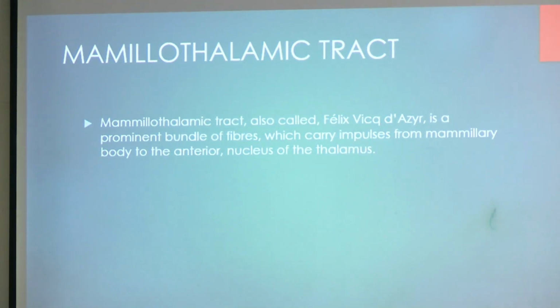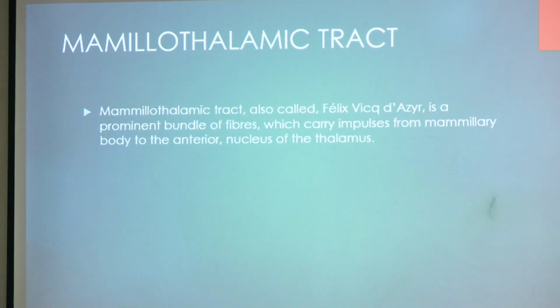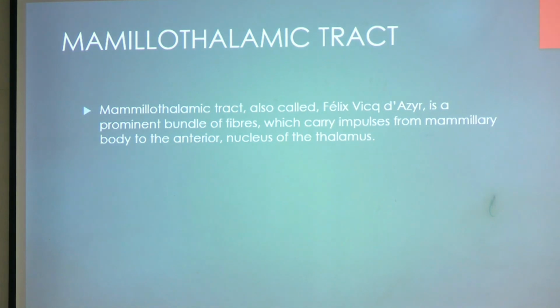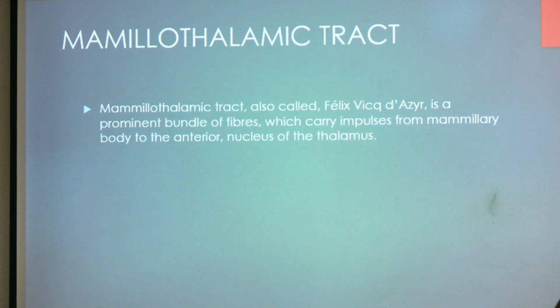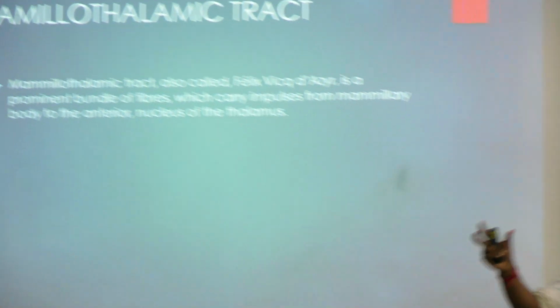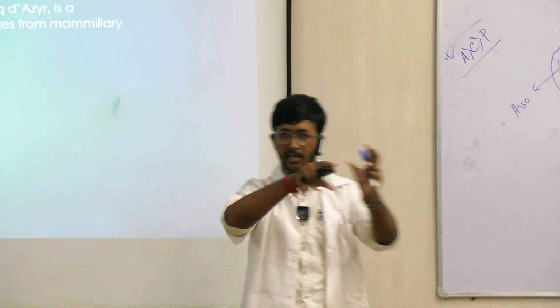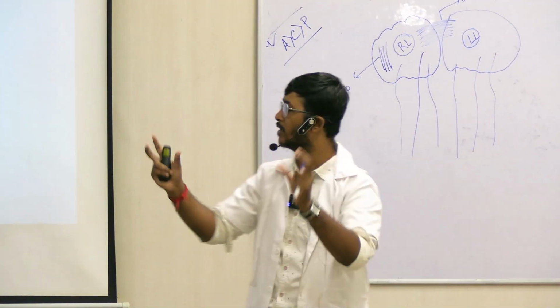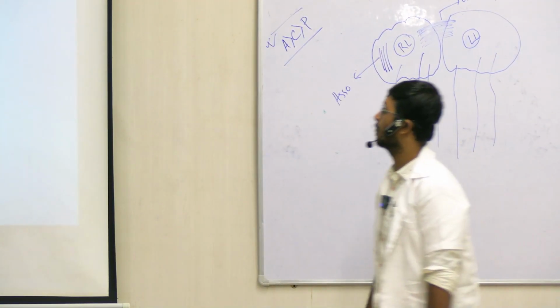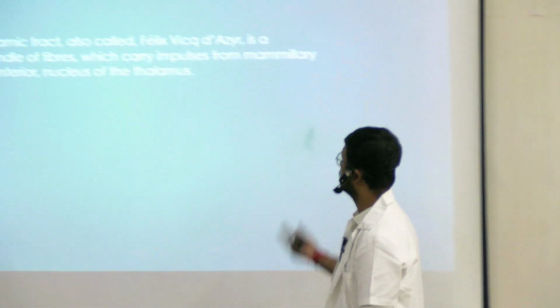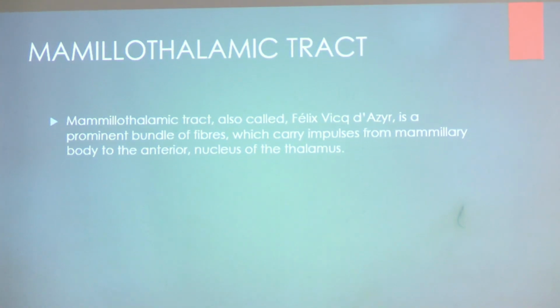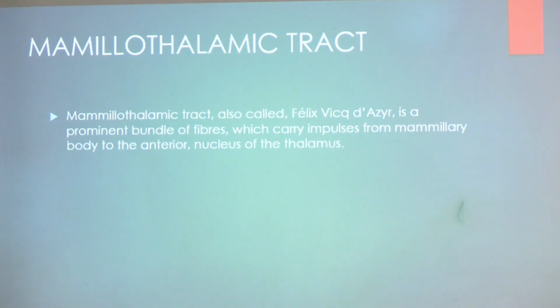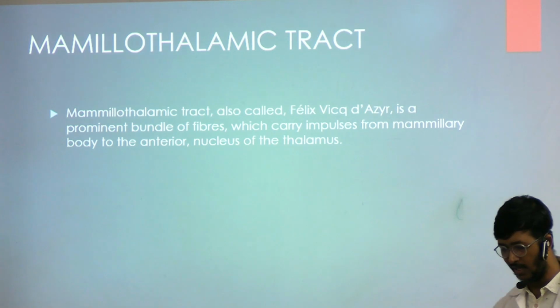Now coming to your mammillothalamic tract. As the name suggests, it is a tract, that is, a connection, an electrical connection or whatever connection you want to make out of it. So it is a connection between your mammillary body and your thalamus. The mammillary body and the thalamus have to have certain connections in between them, which are carried by the mammillothalamic tract. It is also known as the bundle of Vicq d'Azyr, a prominent bundle of fibers which carries impulses from your mammillary body to basically the anterior nucleus of your thalamus.